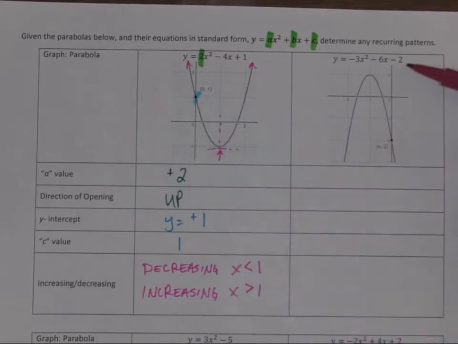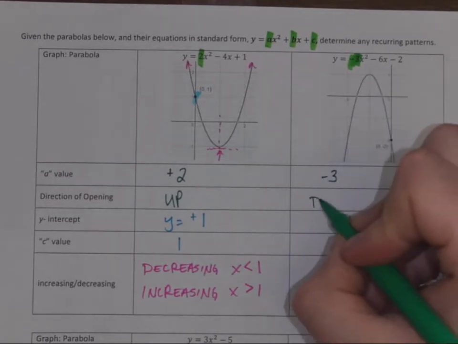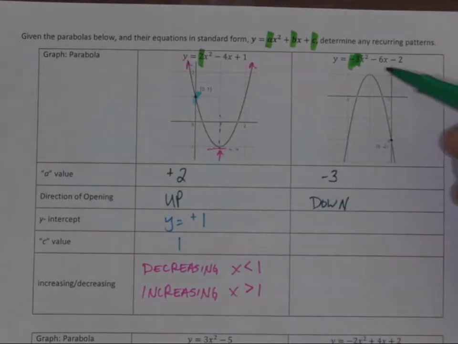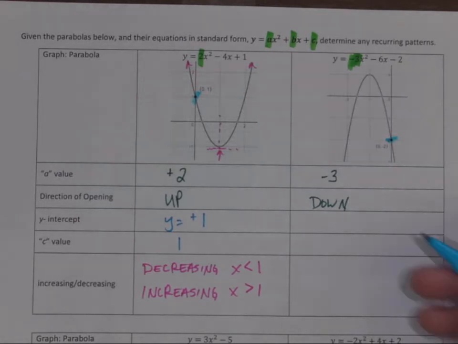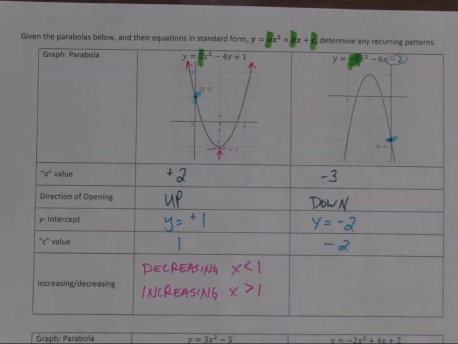So let's see. Our A value, direction of opening, our y-intercept, and our c value, increasing and decreasing. Let's see if we can do it here. Once again, I look at our A value, -3. This parabola opens down, which means it has a maximum or a top of 1. The y-intercept is given to us here, -2. And our c value is -2.